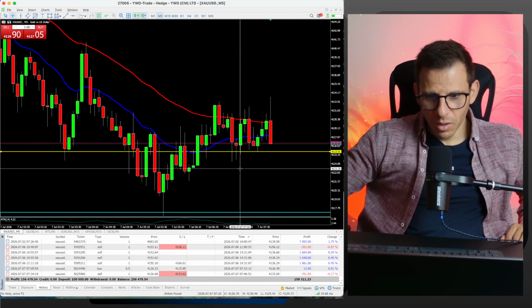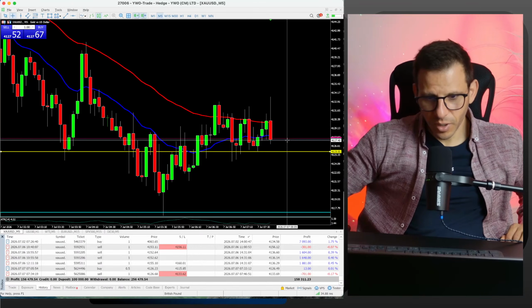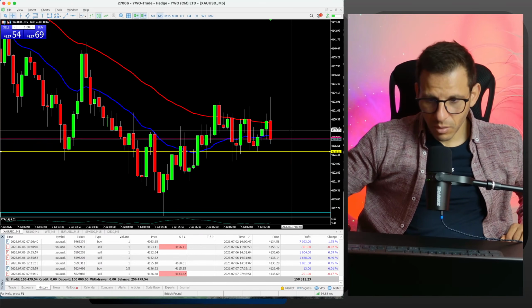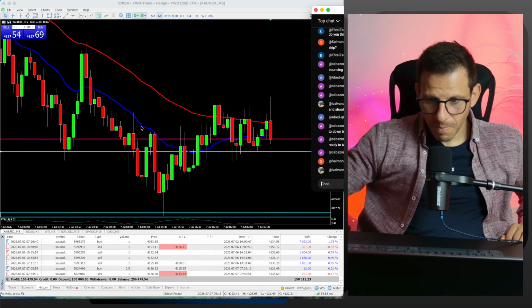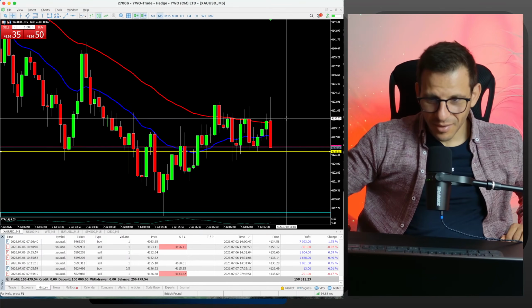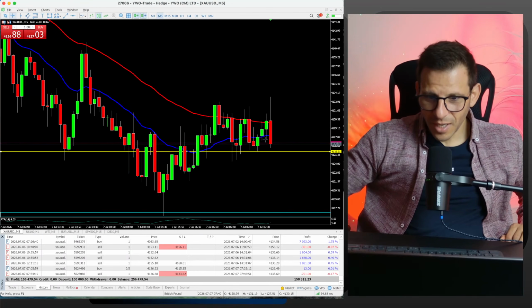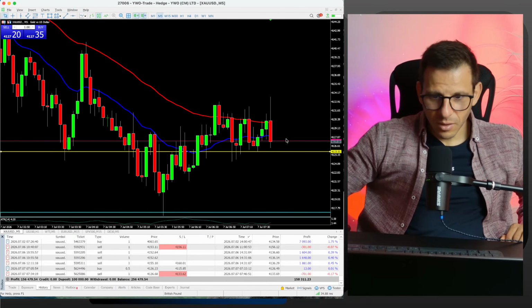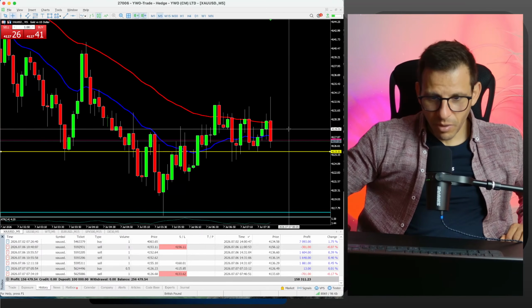Whoa. Come on, man. Bearish engulfing. Are you for real? Let's see if we're going to get a confirmed bearish engulfing. I'm going to take the trade again here. We get bearish engulfing. I'm going to go with a buy limit.